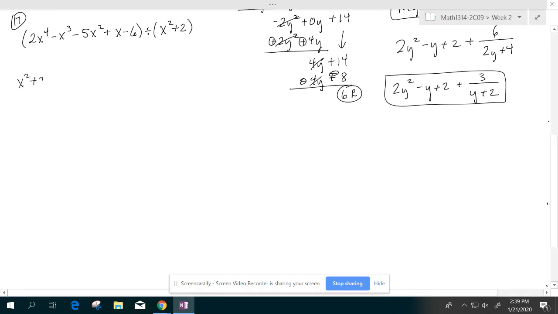I've got x squared plus 2. We're going to divide that into 2x to the 4th minus x to the 3rd minus 5x squared plus x minus 6. Now, do you at least know what question to ask? What gives you 2x to the 4th if I multiply x squared by it? Well, I'm going to need a 2, and the squared is going to have to be a 4th. So 2x squared is what I'm going to start off with.